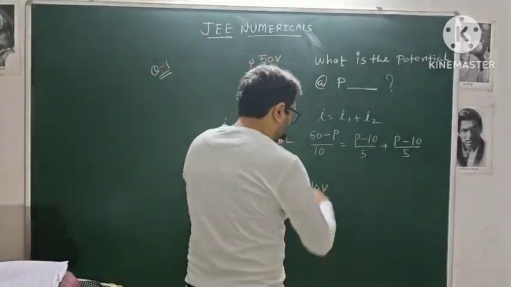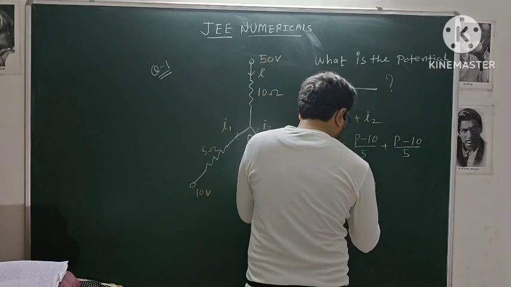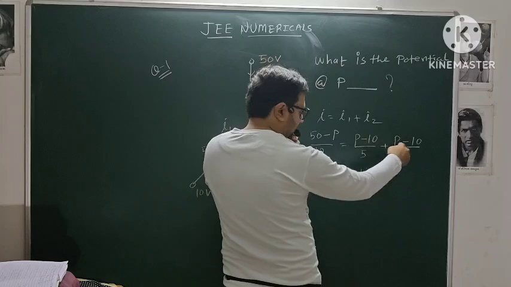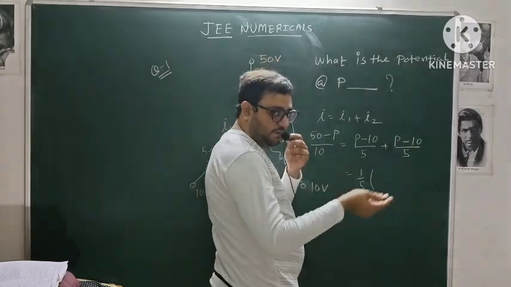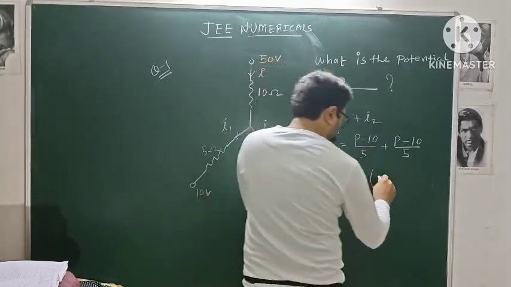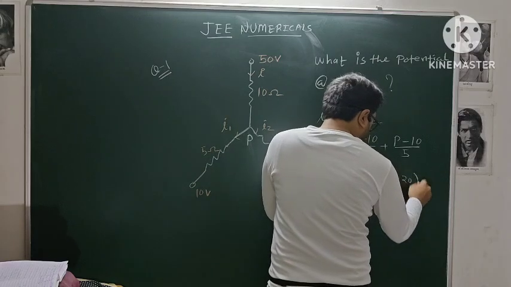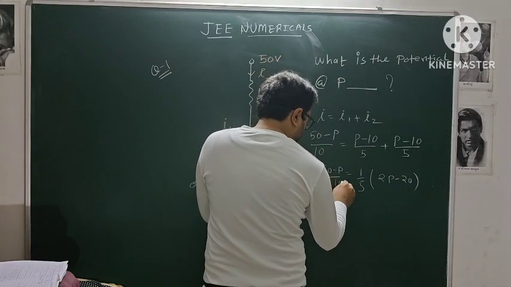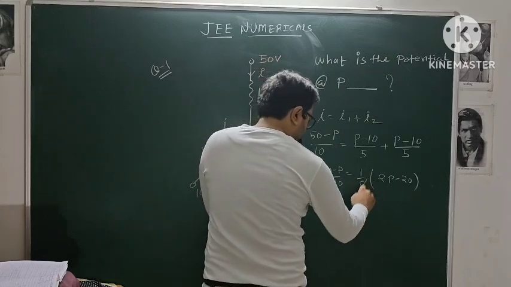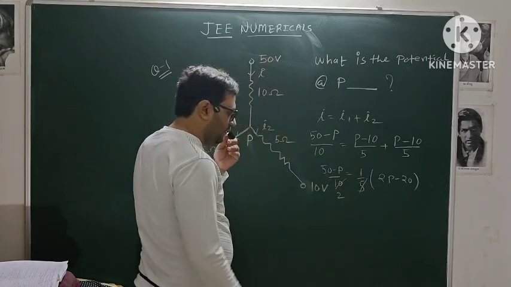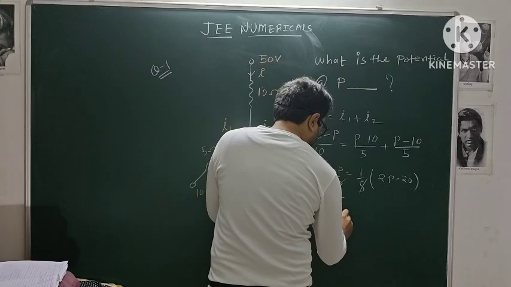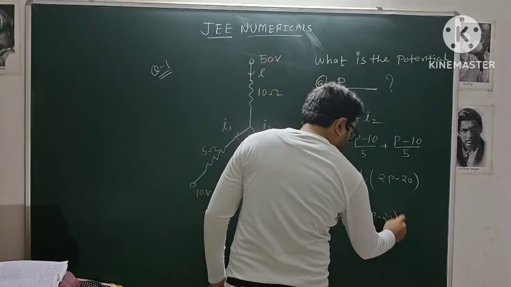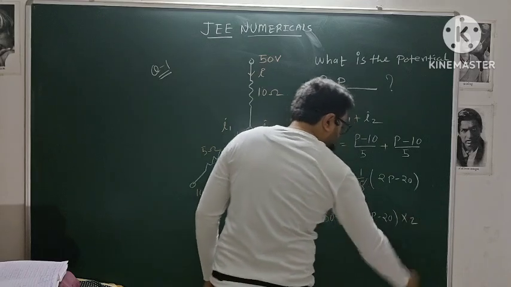It's very easy. Now do it. One upon 5 is common on the right-hand side, and P minus 10, P minus 10, so there is 2 times P minus 10. So we can write 2P minus 20 directly. And here is 50 minus P by 10. Here you can cancel the 5 with the 10, so we can write 50 minus P is equal to 2P minus 20 multiplied by 2.